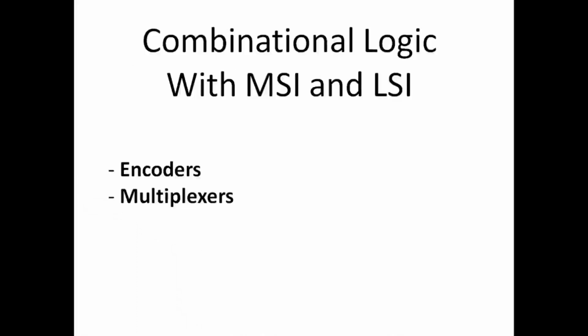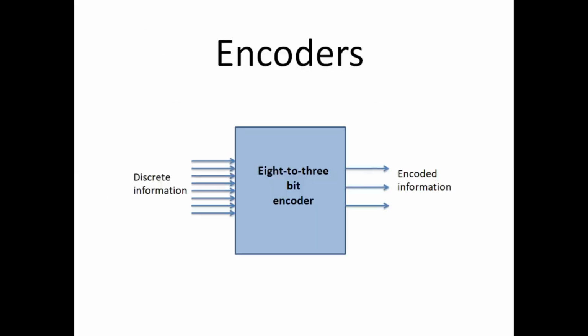Today in this lecture I will talk about encoders and multiplexers. So let's start with encoders. What are encoders? Encoders are combination circuits that encode discrete information using a binary code.